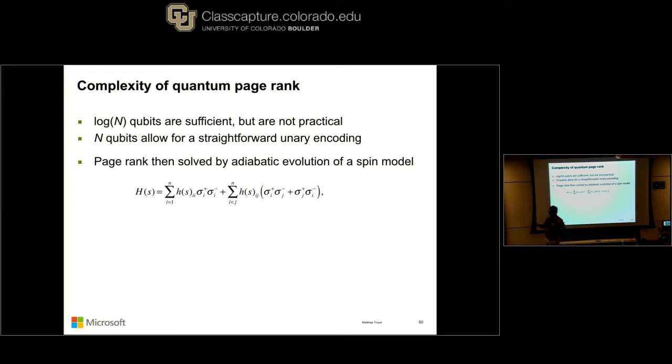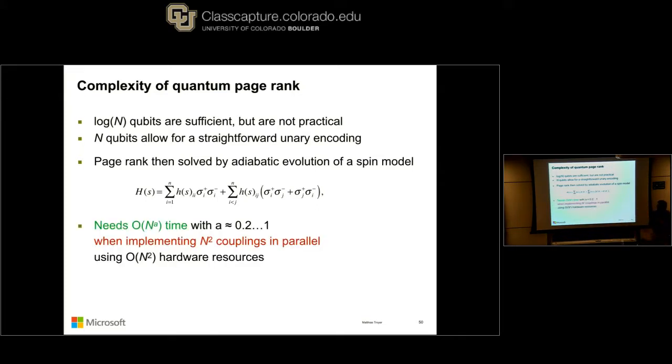It's a simple spin model under which one has to evolve. And then they show that with that, you can solve PageRank in a time that scales with n to the power of 0.2. In the best case, it may be 1, but it could be n to the power of 0.2. But you need to have all of these n squared couplings implemented in hardware in parallel. And the time complexity is 50 n to the 0.2.